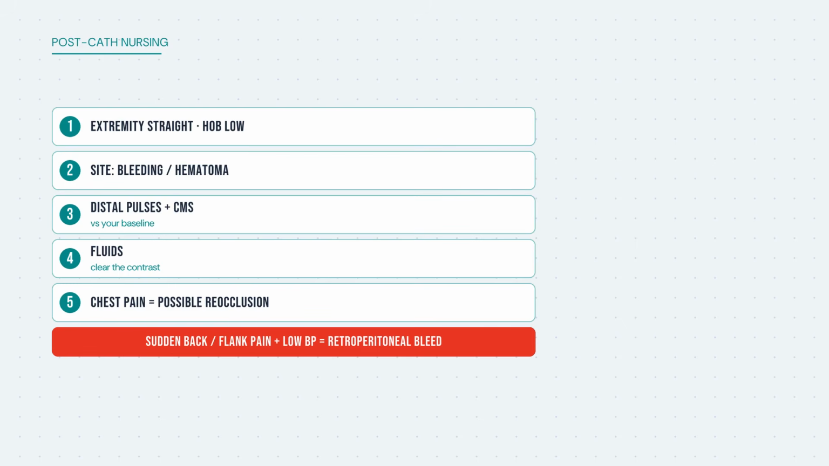Monitor for chest pain, because chest pain after a stent can mean the vessel re-occluded, and is a finding you escalate immediately. Also escalate sudden severe back or flank pain with hypotension, which suggests a retroperitoneal bleed, where the patient can lose a large volume with nothing visible outside.